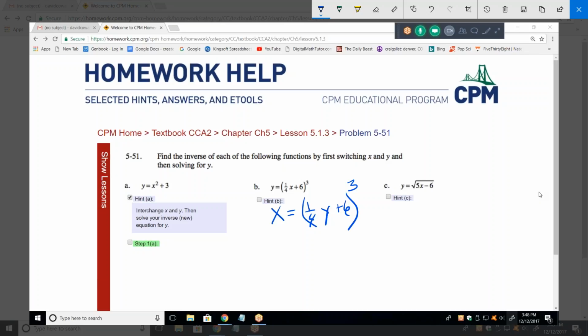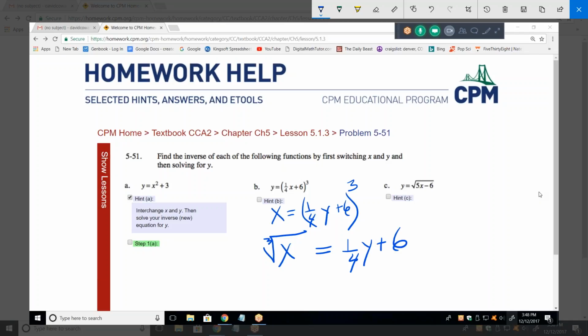No, because the 1/4 is under the cubed. It's hard to get rid of that. So we have to get rid of the cube then. So cube root both sides. When you're trying to get rid of a cube, what are you going to do? Cube root it. Okay. So we got the cube root of x, and you write that like that, equals what? It is equal to 1/4 y plus 6.